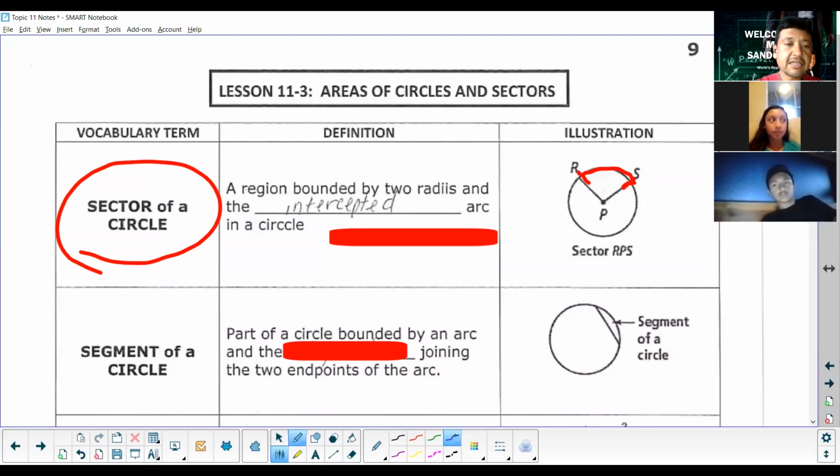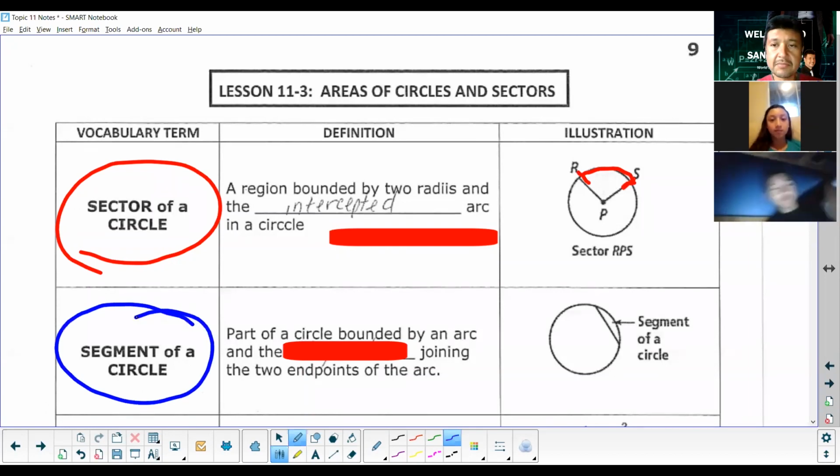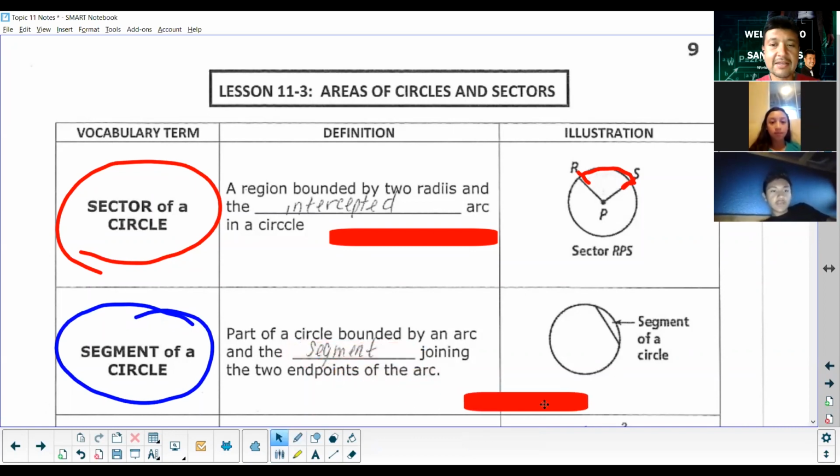Marcus, go ahead and read the next one. Segment of a circle. Part of a circle bounded by an arc and the blank joining the two endpoints of the arc. Do you guys know what that blank is? Let me help you. In math terms, this is called a chord. Let me redraw it. That's a chord. That's a segment of the circle, and it's talking about this little area right here. That's what it's trying to talk about.